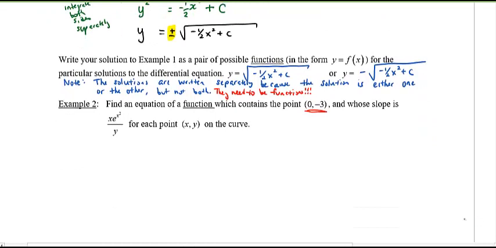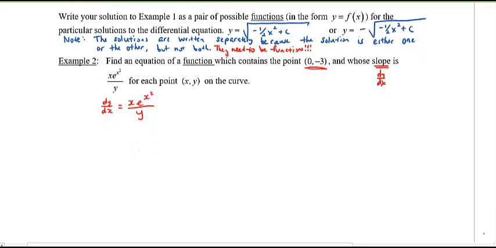It says here whose slope, hint hint hint, dy dx, hint hint hint, differential equation, is equal to x e to the x squared divided by y. So let me ask you to write this down first. dy dx is equal to x e to the power of x squared over y. And our goal here right now is to solve for y. So we'll go through the same process. What's the process again? Let's separate the variables.